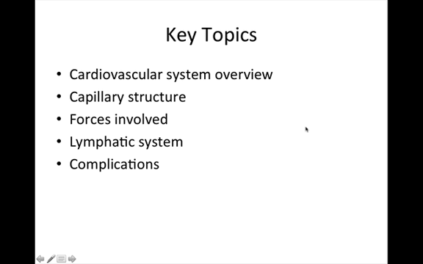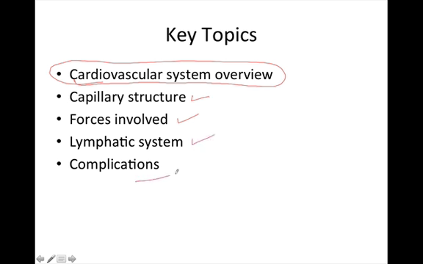And so basically the topics we're going to cover, we'll have a brief discussion about the cardiovascular system and how it relates to this particular subject. And we'll have a brief review of capillary structure and the types of capillaries in the body. And then we'll spend a good amount of time talking about the forces involved that drive this process to occur. And then we'll talk just a little bit about the lymphatic system and the role that it plays here, and then some clinical complications of when this process goes wrong.